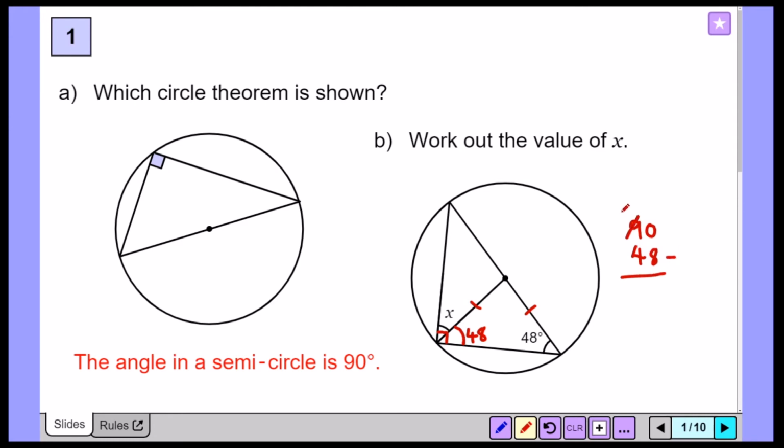So firstly, I need to borrow. I get 10 take away 8, which is 2, and 8 take away 4, which is 4, meaning that my missing angle x is 42 degrees.